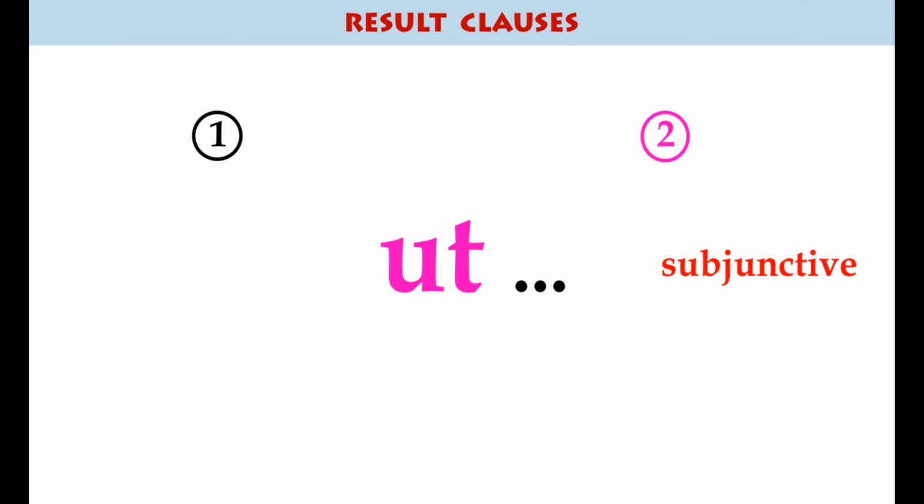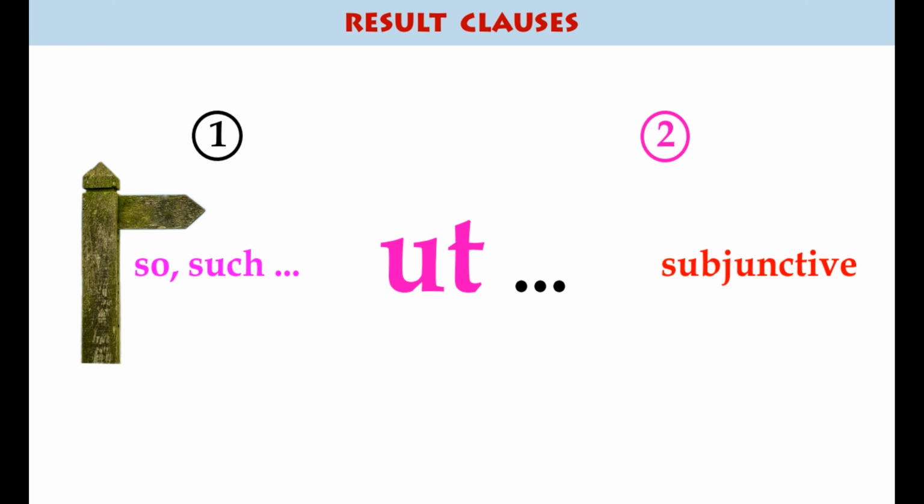Good. So in summary, a result clause, dangerously similar to a purpose clause. It will also have two halves to it, and the second half will have ut and a subjunctive involved. It's the signpost word that's the key. If you can spot one of those signpost words in the first half of the sentence, then you translate it as so much or such. Right, there we are, that's that. I hope that's explained everything for you. That's result clauses in a nutshell.